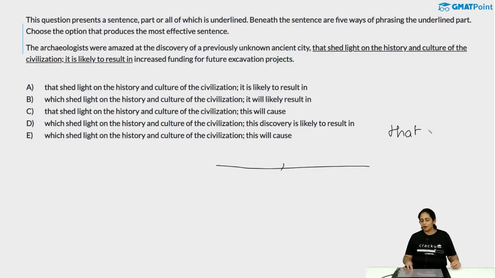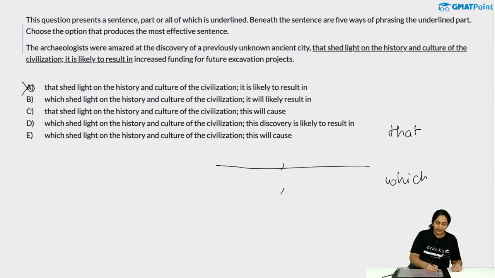If you are forming a subordinate clause by using a comma, then you have to use which. Since a comma has been placed, the usage of that is incorrect, you have to use which. So that is the first split. Between that and which, we have to use which because the comma has been placed.